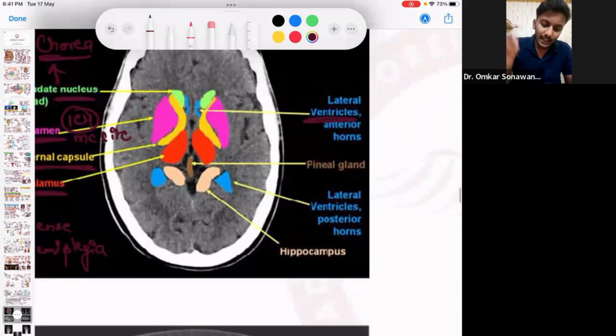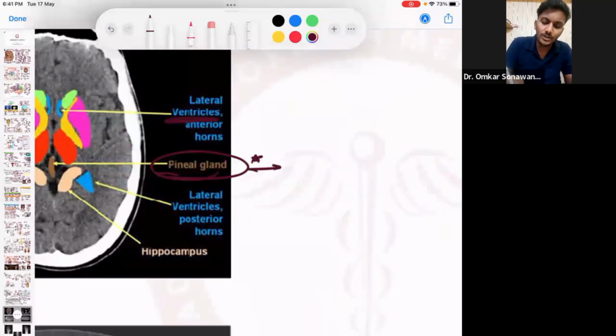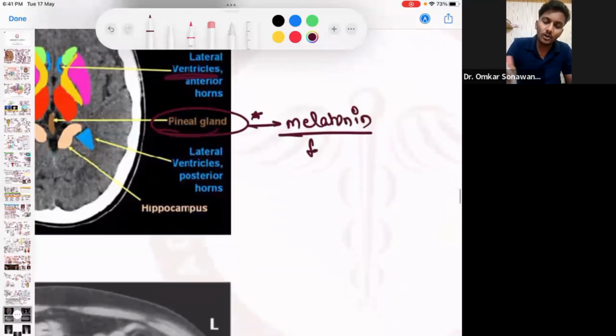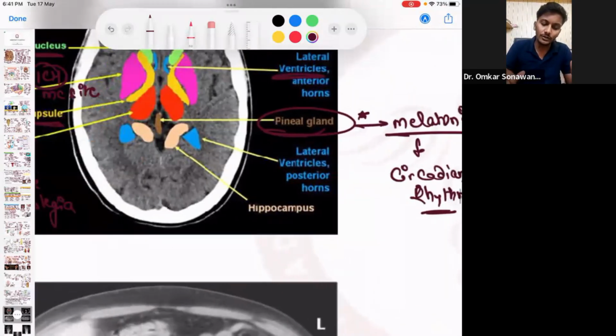Then usually in the middle of the third ventricle, you can see a structure known as the pineal gland. And the pineal gland is known to secrete which hormone? Jaldi. Pineal gland is known to secrete melatonin, and melatonin is known to maintain the circadian rhythm. Melatonin नहीं, मैंने melanin नहीं पूछा, melatonin पूछा. It maintains the circadian rhythm: कब जागोगे, कब उठोगे. ठीक है, no issues with this, याद रखना.